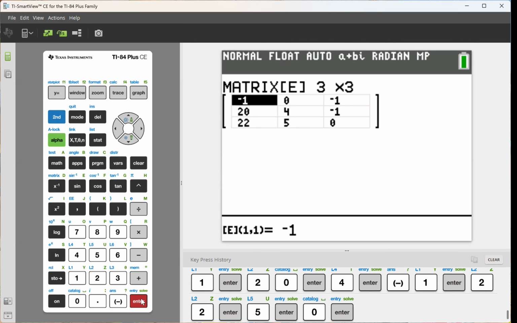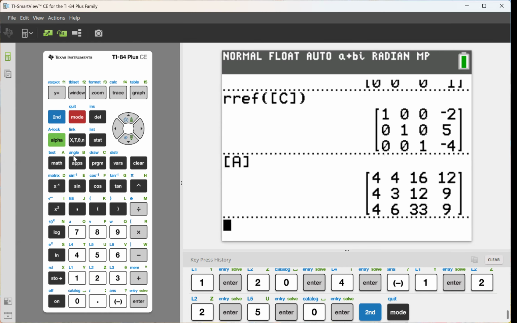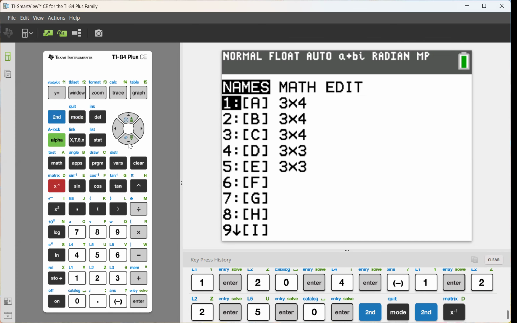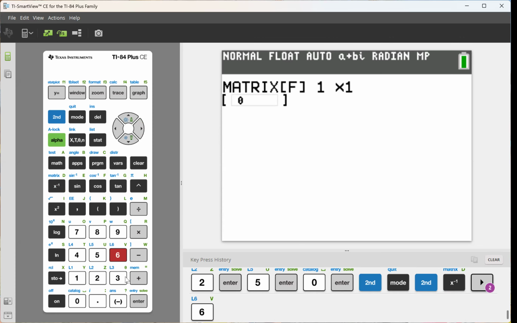Okay, I'm going to do a quick check. -1, 20, 22, 0, 4, 5, -1, -1, 0. All right, that one's good to go. So we're going to get out of here. Now we're going to go back in. We're going to edit number 6, F. It's a 3x3, 3 enter, 3 enter.